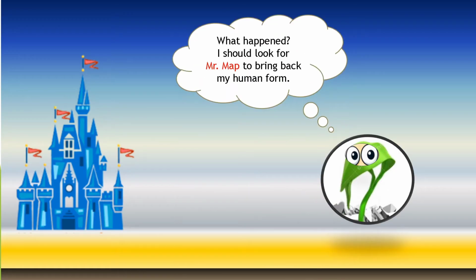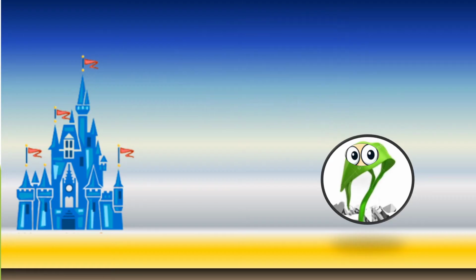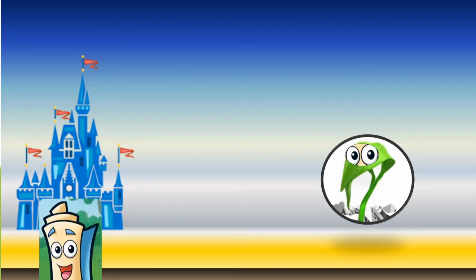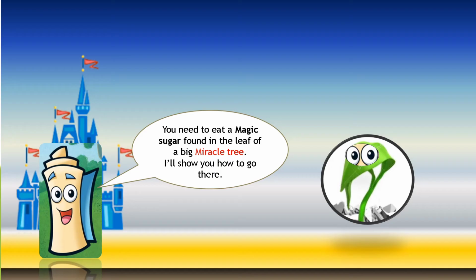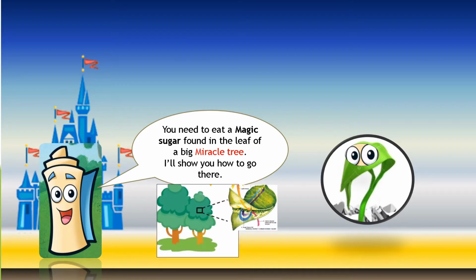What happened? I should look for Mr. Map to bring back my human form. Kaya't nagtungo siya kay Mr. Map. You need to eat a magic sugar found in the leaf of a big miracle tree. I'll show you how to go there.